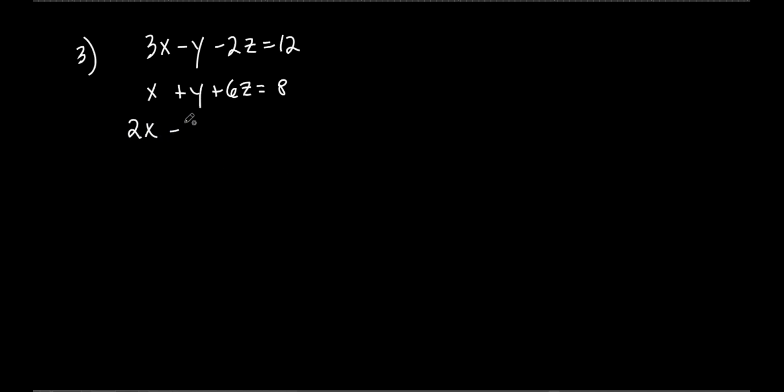Let's do number 3. 3x minus y minus 2z equals 12. And then x plus y plus 6z equals 8. And then 2x minus 2y minus z equals 11. All right, here we go.